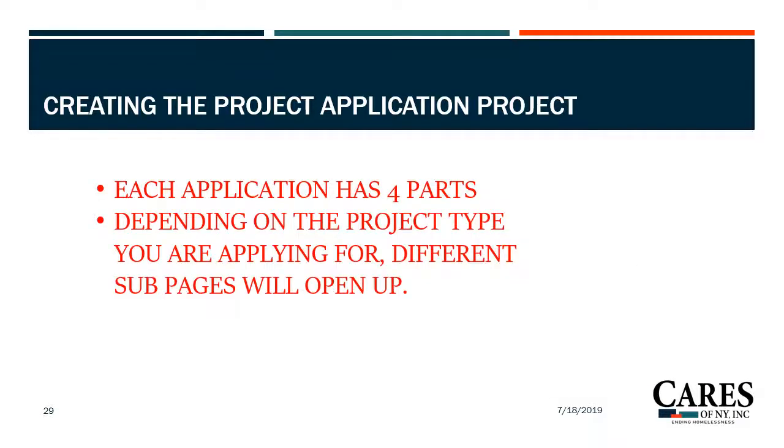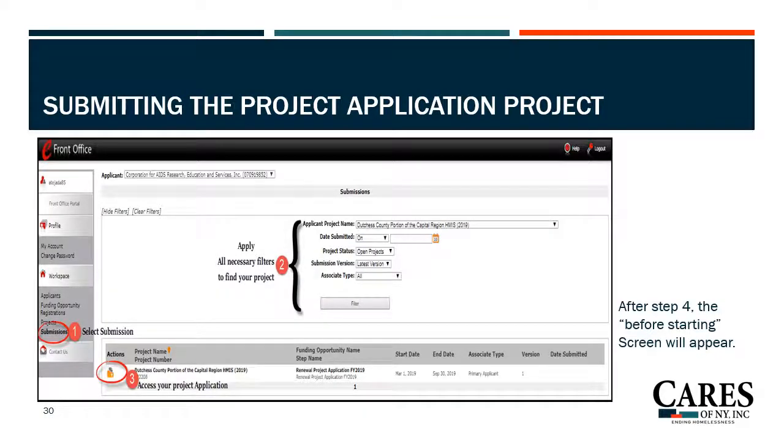This is just a reminder that each application has 4 parts. Depending on the project type you are applying for, PSH, RRH, or TH, your subpages will be different throughout the application. After importing your data, you will select Submission, which is step 1. Then apply all necessary filters to find your project you just gave a name to, which is step 2, and then access your project application by clicking the yellow folder in step 3.